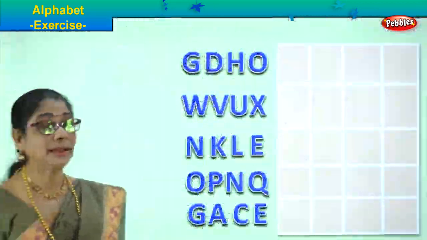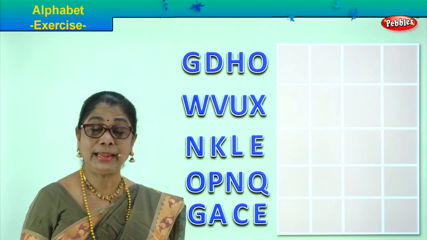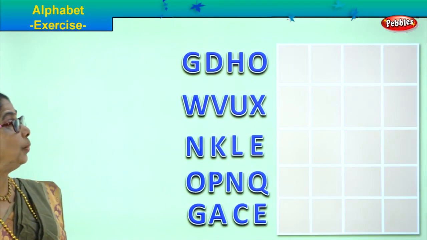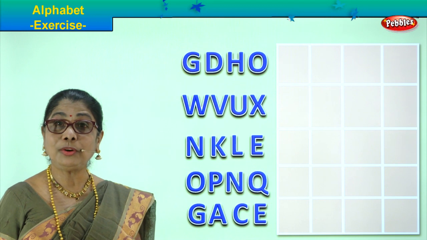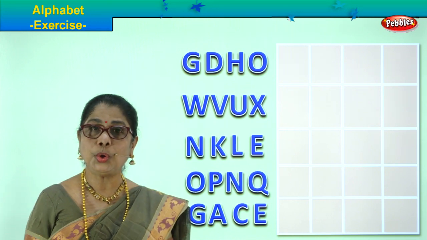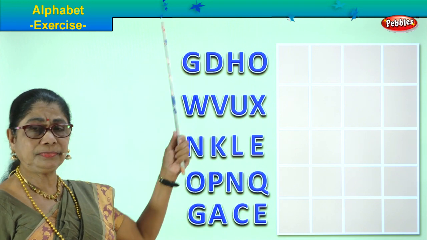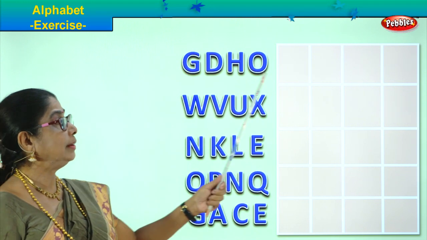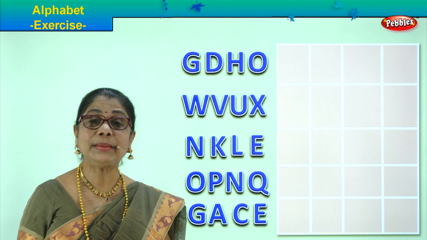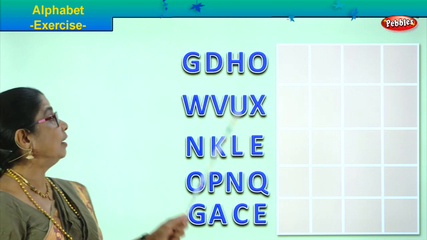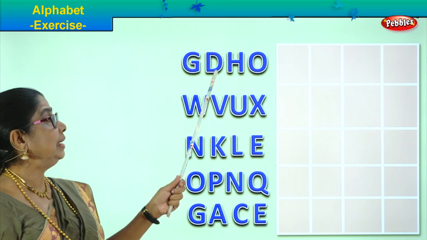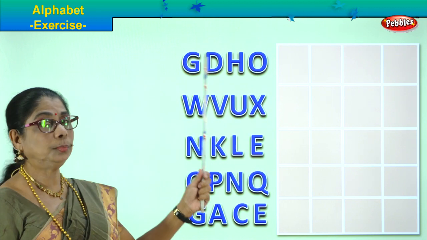Good. Here we are. Let's look at another exercise to polish the big letters, to put them in order. What follows what? You should know with the sound. Now we have here 1, 2, 3, 4 letters and we are supposed to place them in order. We have G, D, H, O.